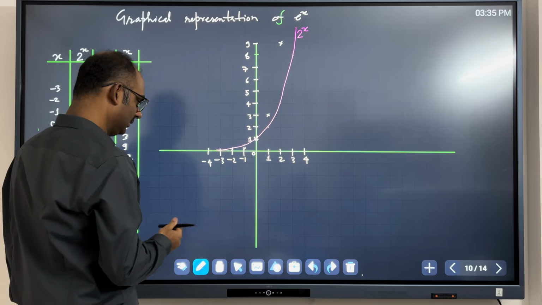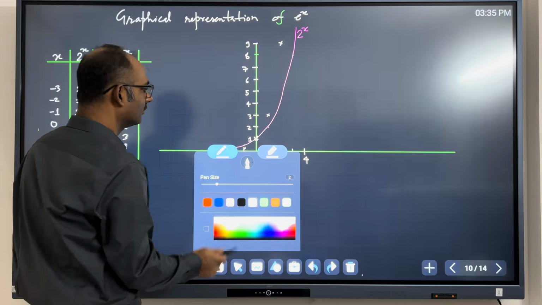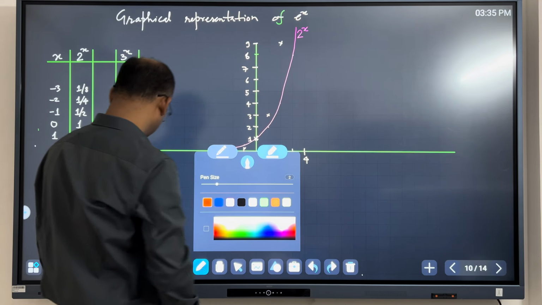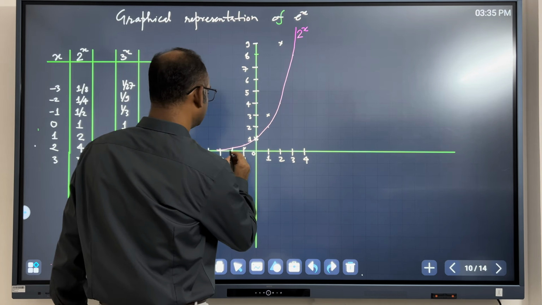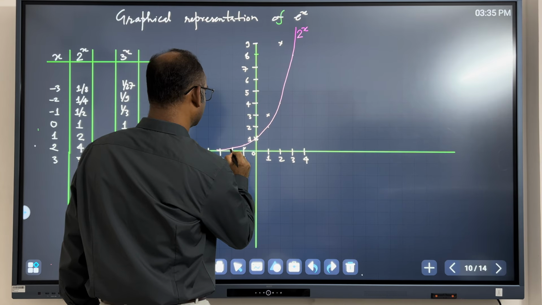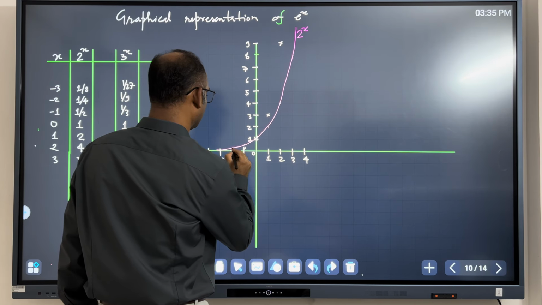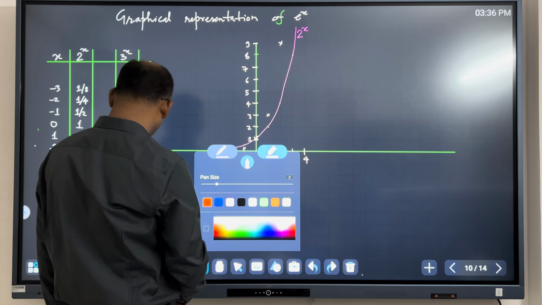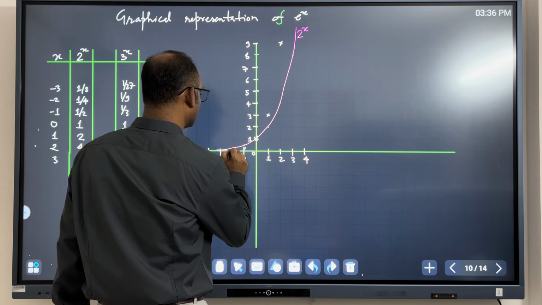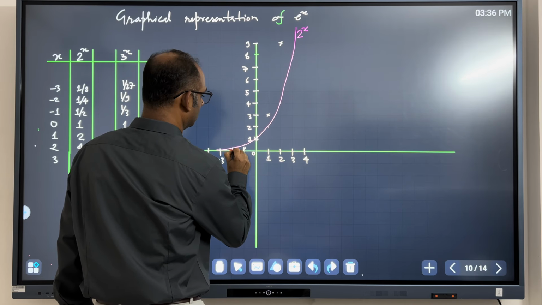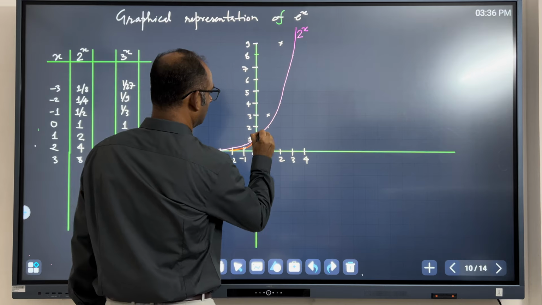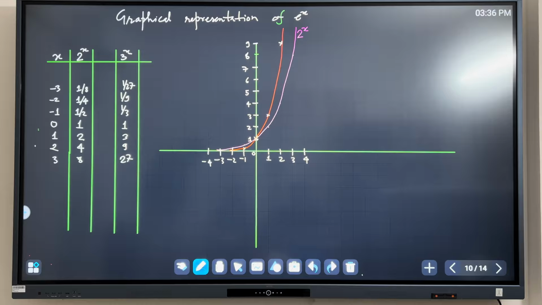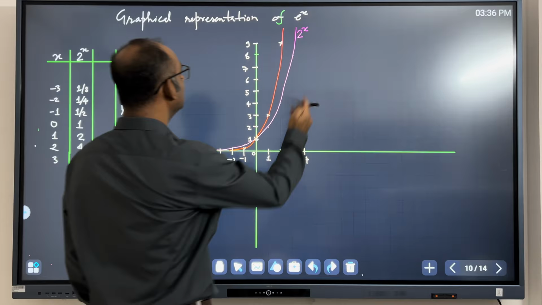So if I plot this, let's choose red. So it should be something like this. What happened? I chose red. So is that okay? So this is 3 power x.